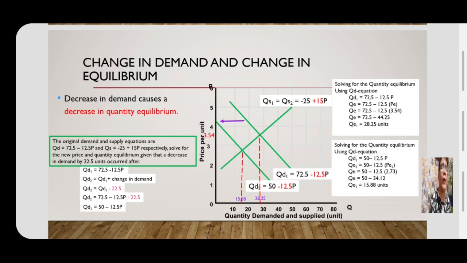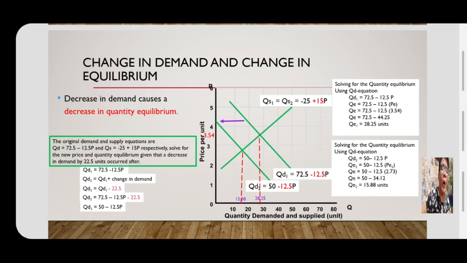72.5 minus 12.5P times 3.54. And simplifying, we will now have 72.5 minus 44.25, which is the value of our QD, which is eventually the value of quantity equilibrium after we have substituted the price equilibrium. So the quantity equilibrium now is 28.25 units, and this serves as the original quantity equilibrium because what we have used is the original demand equation as a reference.